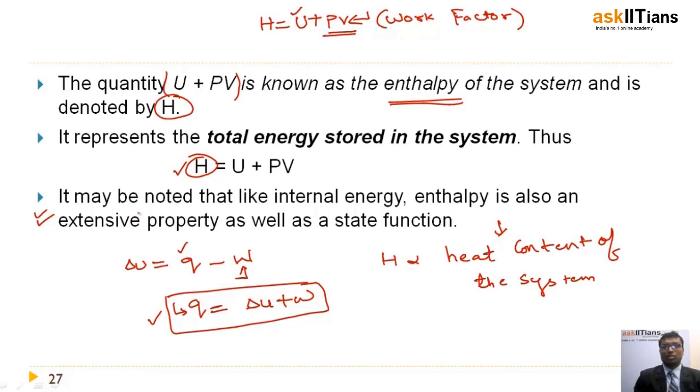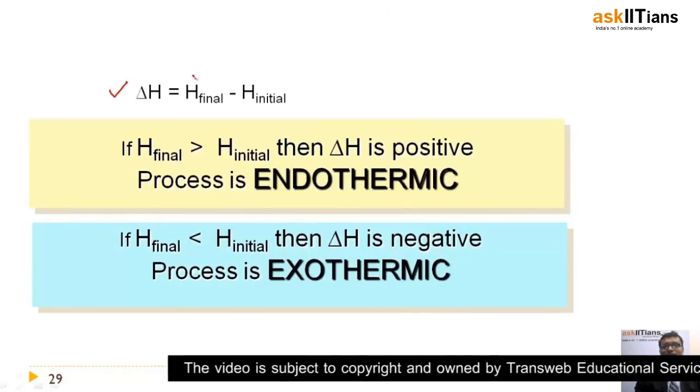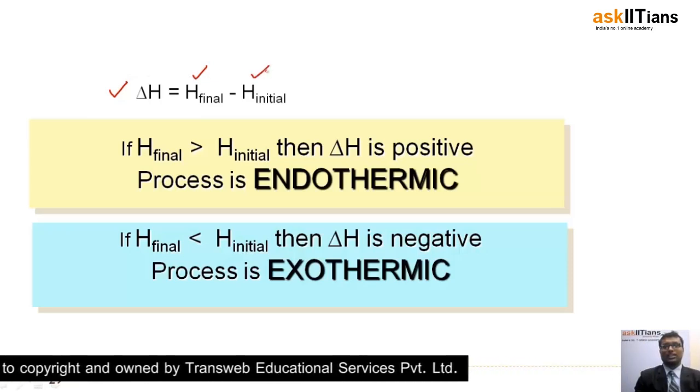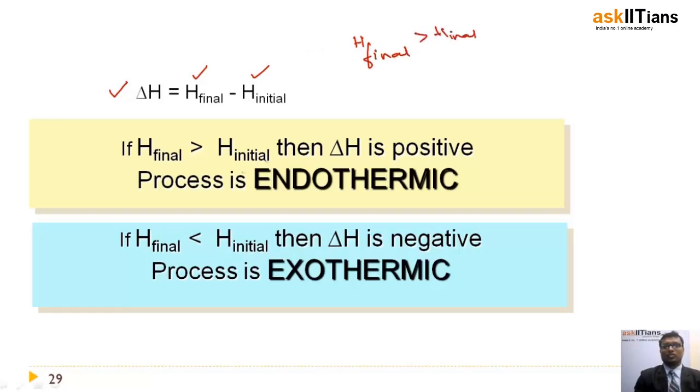And another important point to be noted, friends: like internal energy, enthalpy is also a state function. That means it depends on the state S1 and state S2, but not on the path in which this change has been brought. So what is delta H? Delta H is nothing but final enthalpy minus initial enthalpy. And imagine a situation in which the final enthalpy is greater than the initial enthalpy. Such processes in which final enthalpy is greater than initial enthalpy are called endothermic processes.